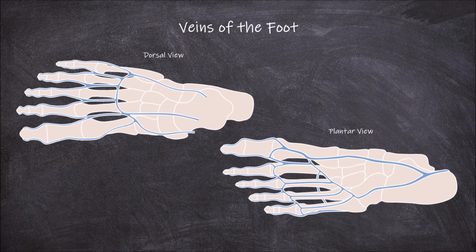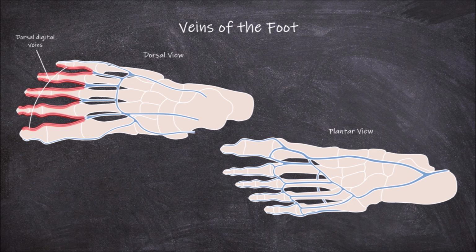The veins of the foot function in transporting deoxygenated blood from around the foot proximally back up towards the legs. If we start with the veins on the dorsal surface of the foot, we have the dorsal digital veins on each side of the digits. These veins run from the ends of the dorsal surface of the toes proximally up each side of the toes.